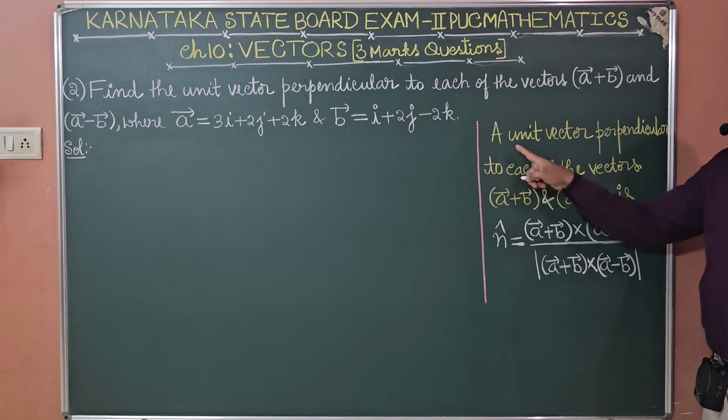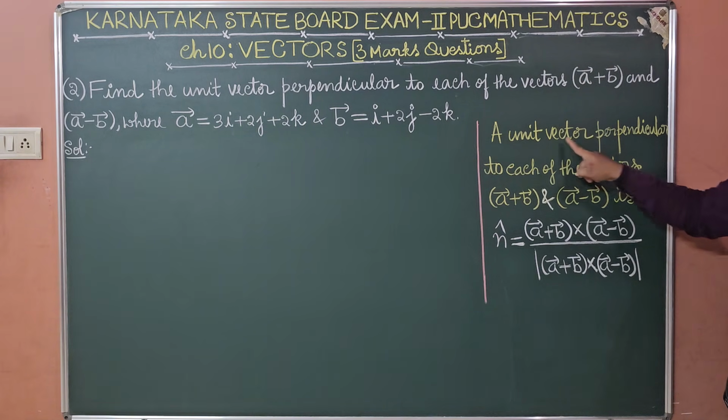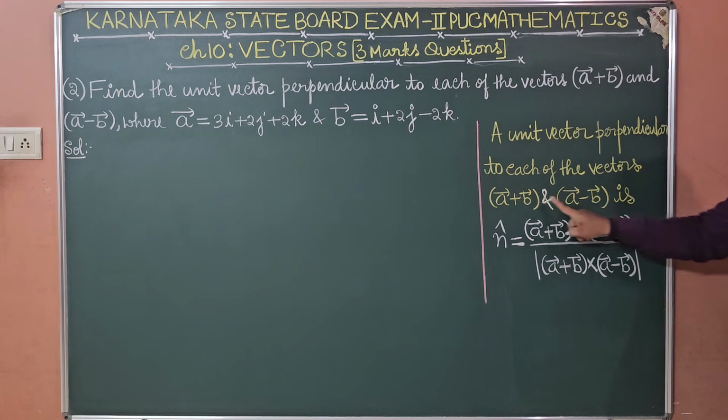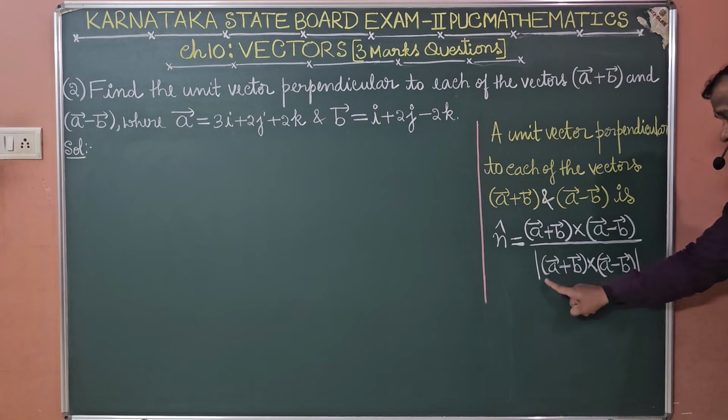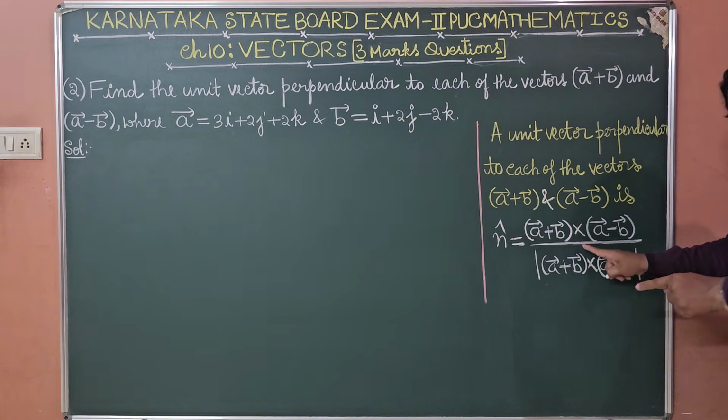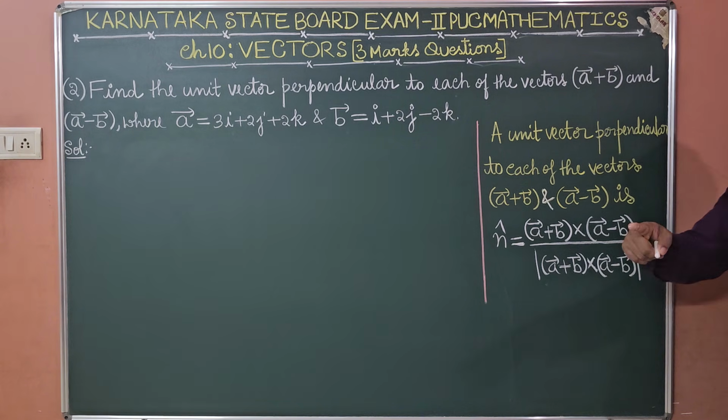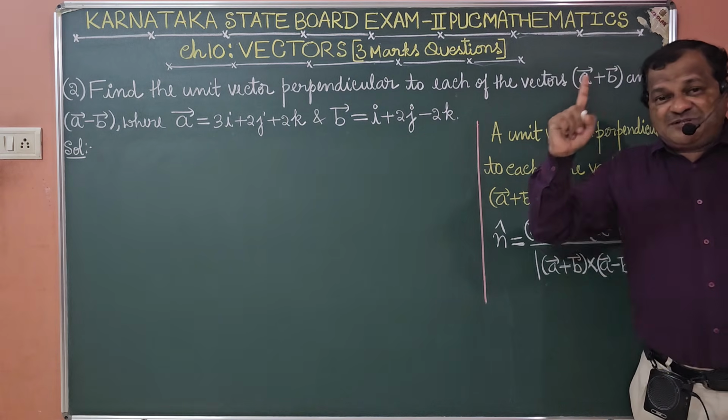So here I have written the formula. A unit vector perpendicular to each of the vectors A vector plus B vector and A vector minus B vector is, first find their cross product, the vector product of A plus B and A minus B. That will be a vector in the numerator, divided by that vector's magnitude. That is our answer. So I will briefly tell you the steps involved.